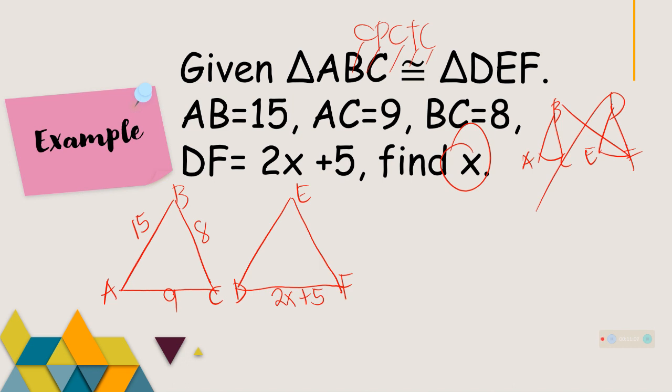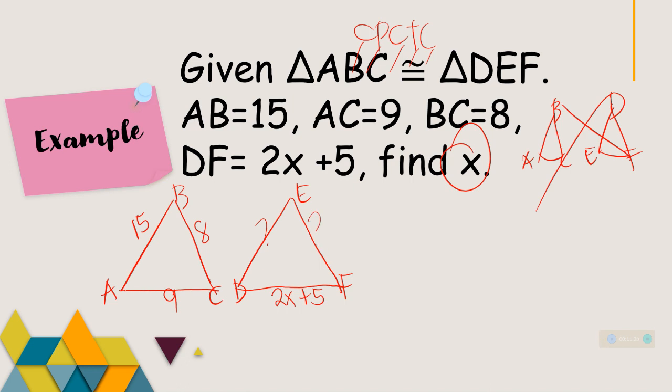15, or segment AB, is congruent to segment DE because they are corresponding sides. But we have no given in segment DE. Segment BC is congruent to segment EF, but again, there is no given info in EF.